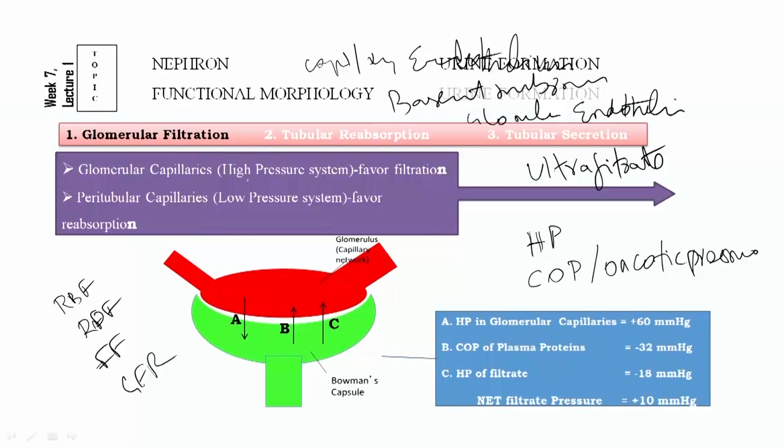So the glomerular capillaries are also called a high pressure system. High pressure system means it favors the filtration process. That means it will push the molecules as well as the water from this part to the other part. Okay, so that is a high pressure system.